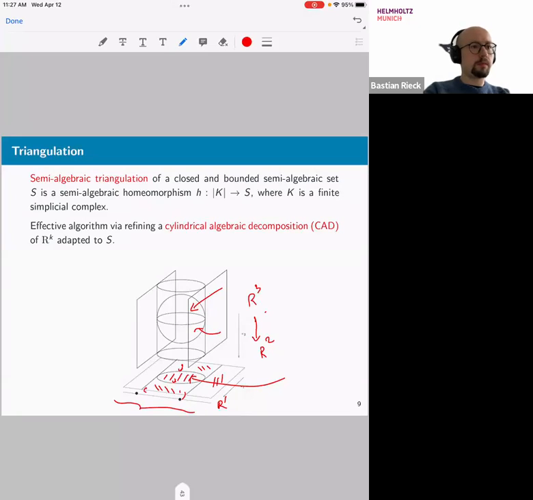What does it mean, adapted to the sphere? It means that every cell of the cylindrical decomposition of R^3 that I just defined is either contained in the sphere or disjoint from it. So the sphere is a union of some of these cells of the cylindrical decomposition. Now, once you have this cylindrical decomposition, which is not a simplicial complex, it is possible, using something like a barycentric subdivision, to refine it to produce an actual triangulation of a semi-algebraic set. It's technical, but that's possible.